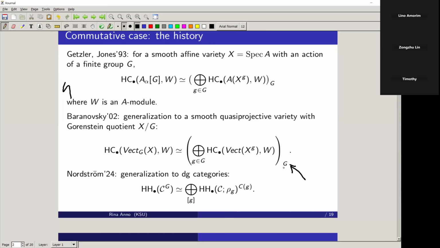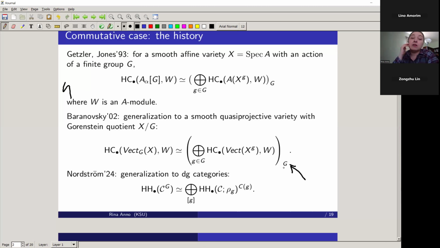I see. So classically it's an algebra, and now you replace the algebra by a category. Yes, because in the affine case, it's an algebra. So in the quasi-projective case, it's now a category of sheaves on X.